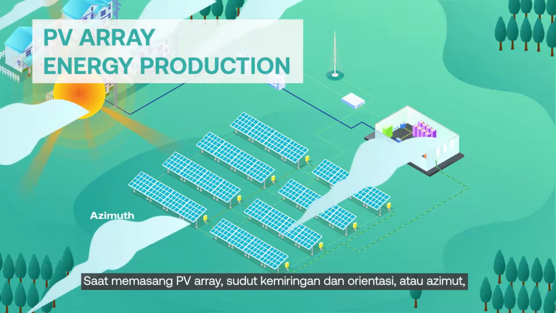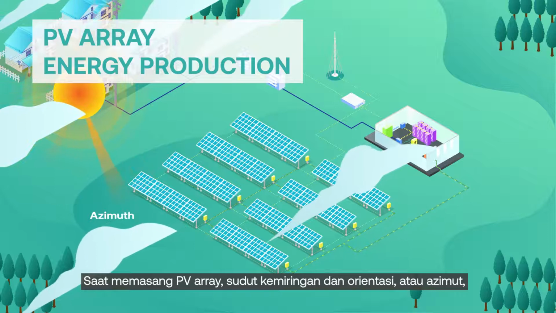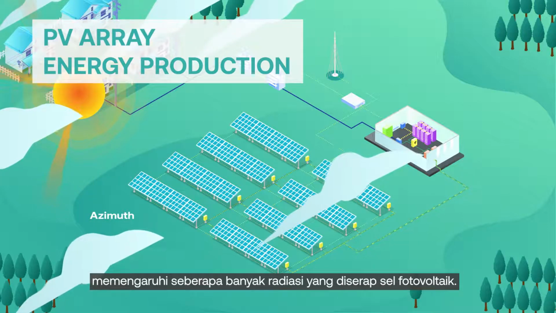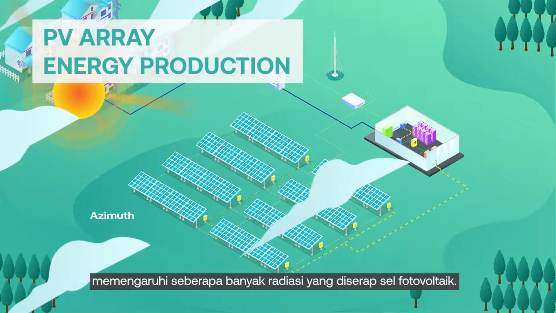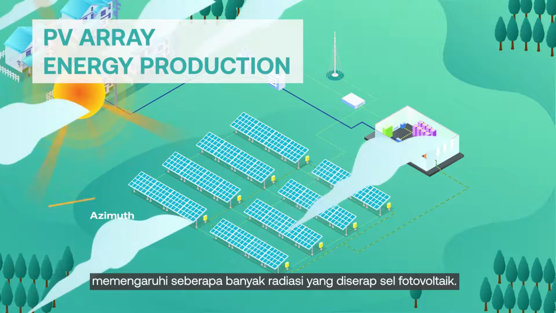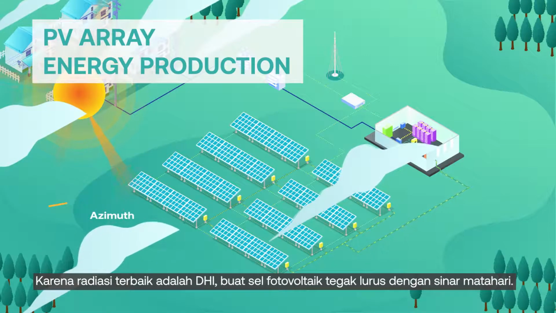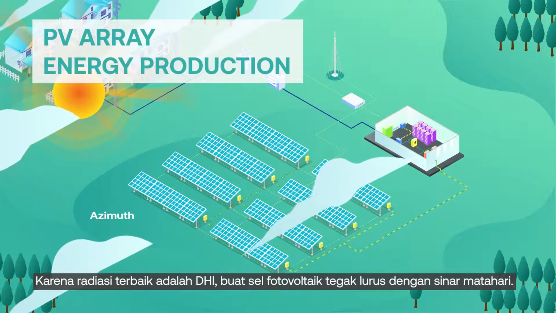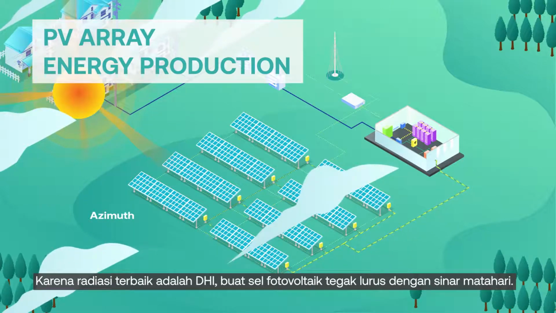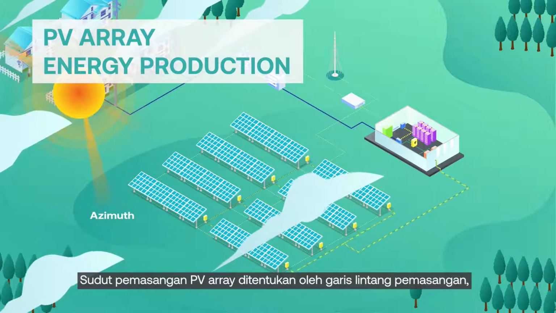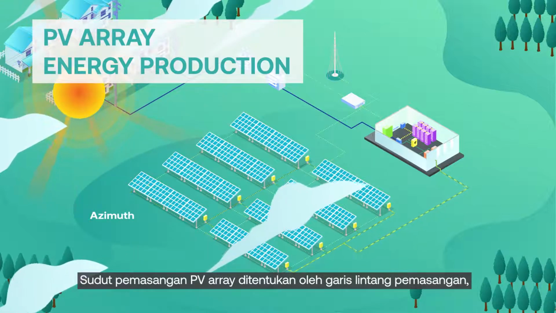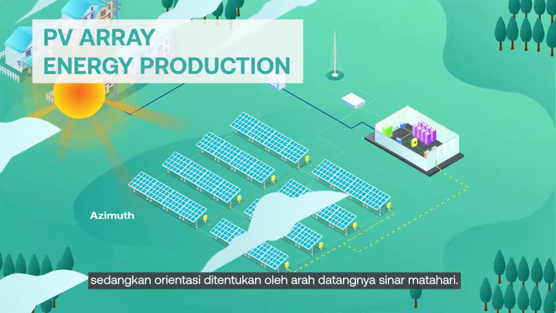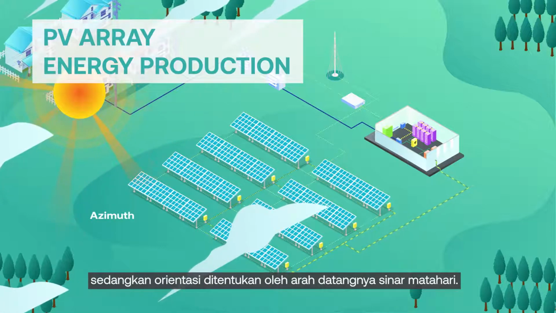When installing a PV array, tilt angle and orientation, or azimuth, affect how much irradiance can be absorbed by a photovoltaic cell. Because the best irradiance is DHI, make the photovoltaic cell perpendicular to the direction of the sunlight. The angle of PV array installation is determined by the latitude of the installation, while the orientation is determined by the direction of the sun.